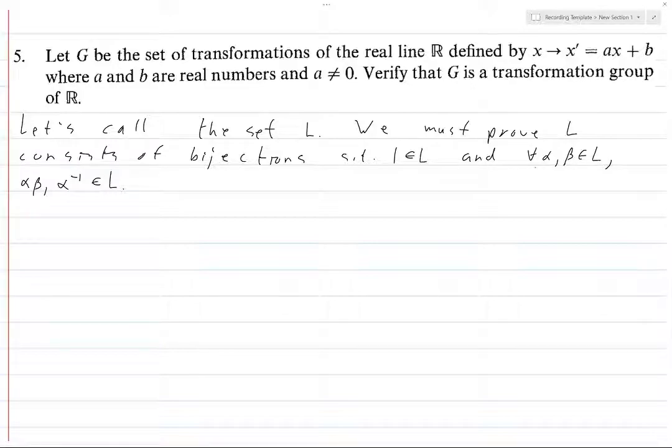So let's see here, what else? Just remember that we discussed in the chapter that this is sufficient for proving that a set of transformations is a transformation group. Okay, so let's see here. The map 1 given by 1x equals x is in L. That's because that's when a equals 1 and b equals 0.